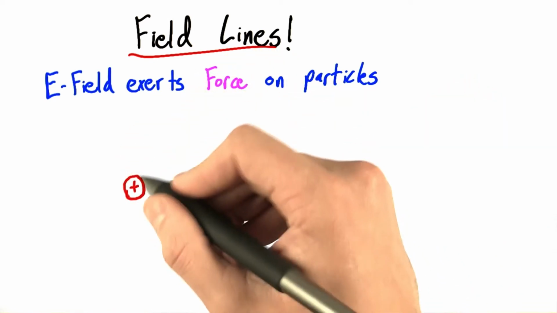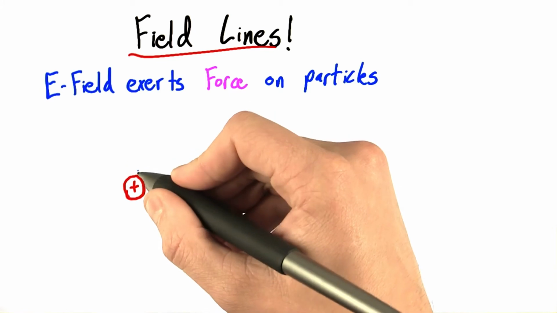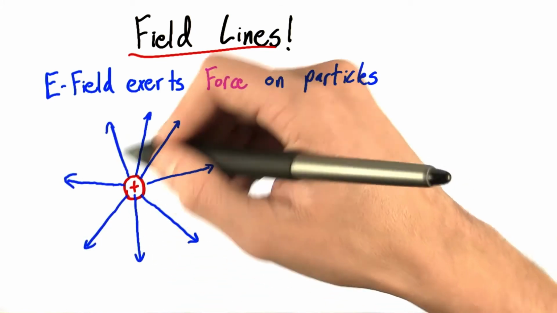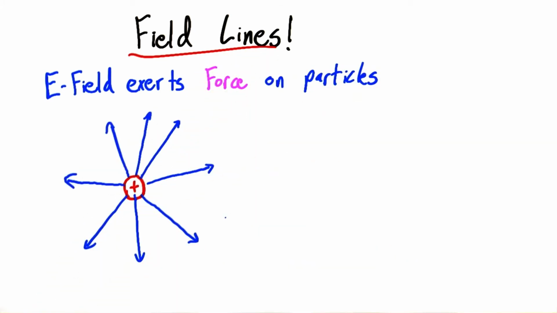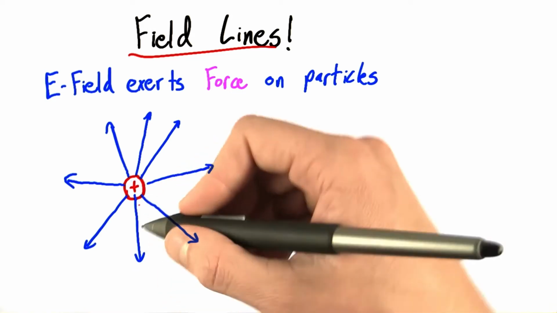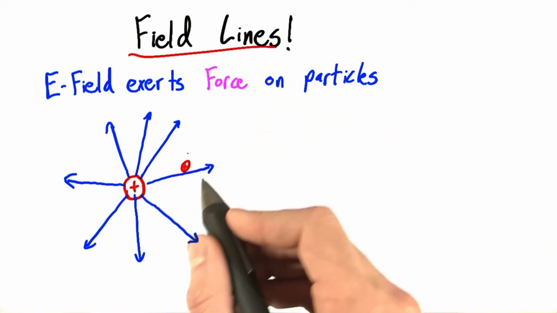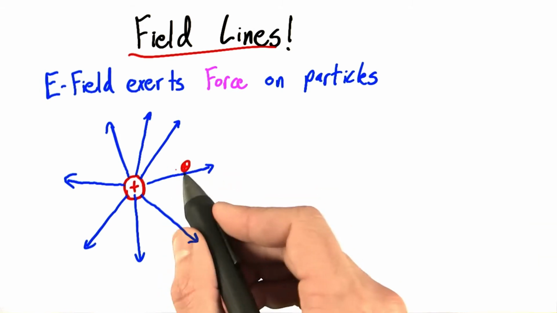So if I have a positive charge, well, the associated electric field will look like this. The field lines will be evenly spaced and radiating outwards from the charge. This makes sense because I know if I put a positive charge here, well, it better be repelled from this guy, and according to this, it will.